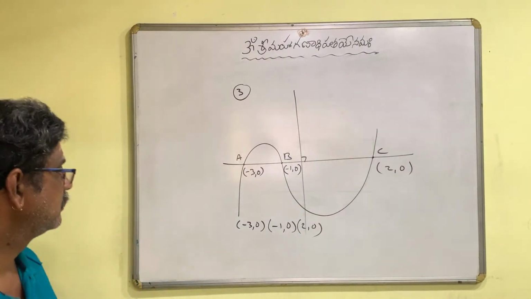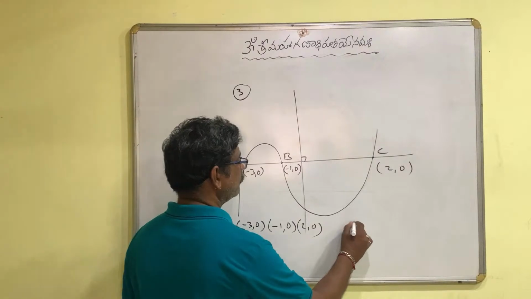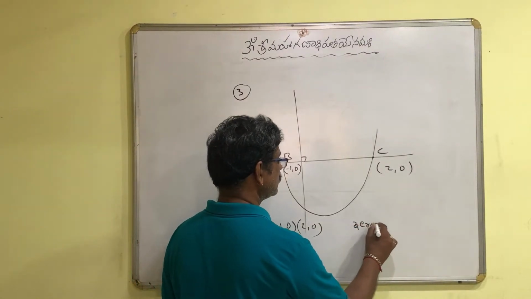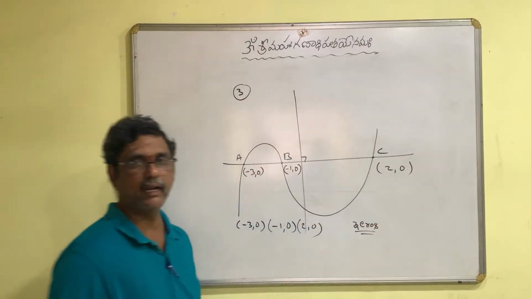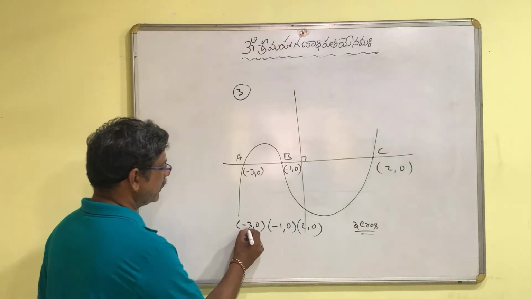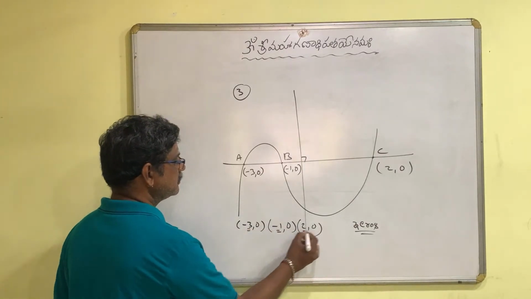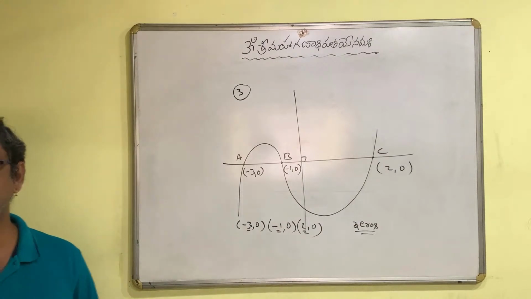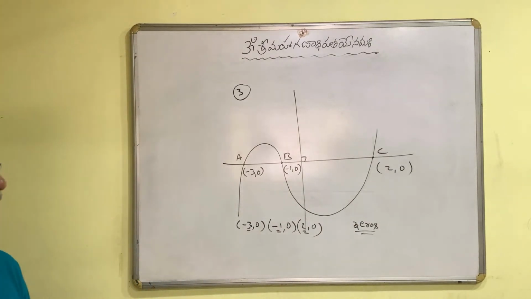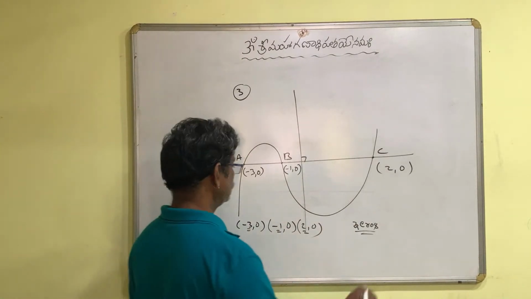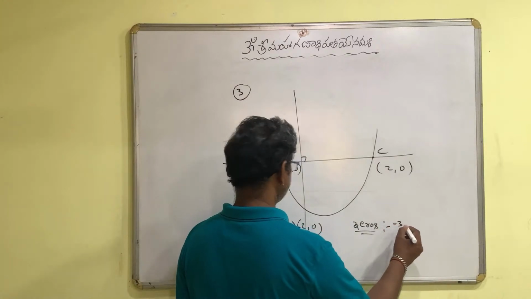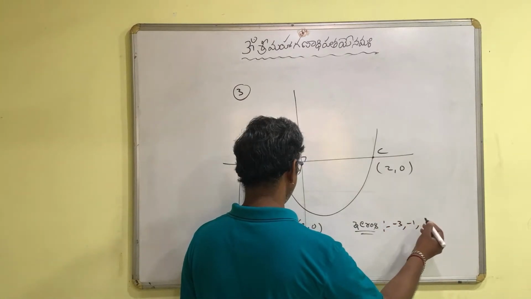Now what are the zeros? Zeros of the polynomial. Just the x coordinate. You take the x coordinates. They are the zeros. -3, -1, 2.